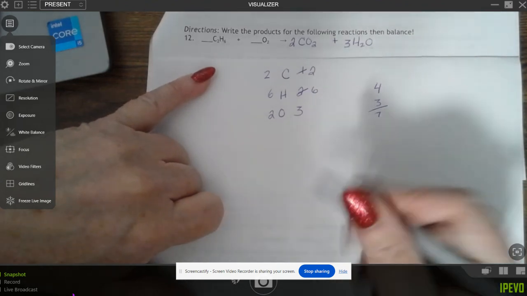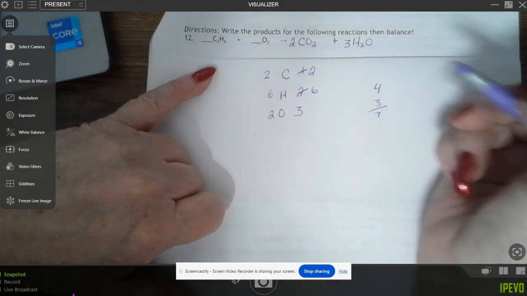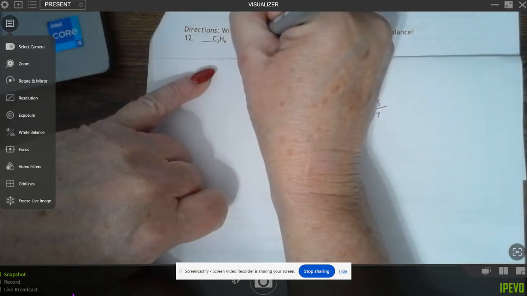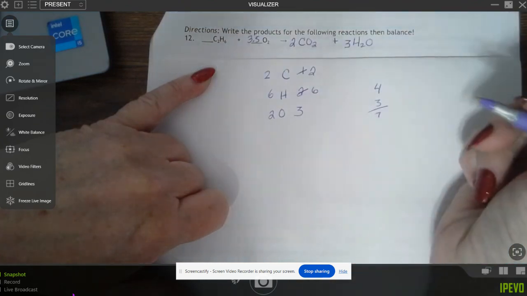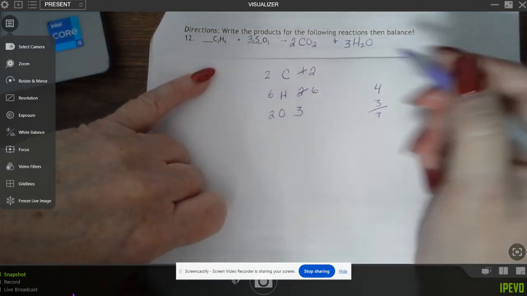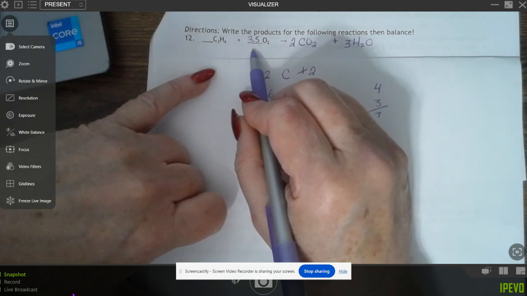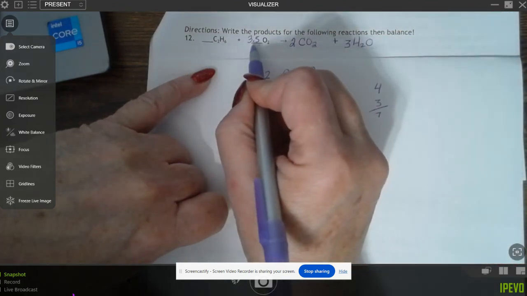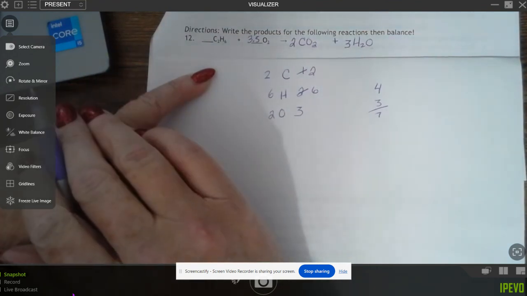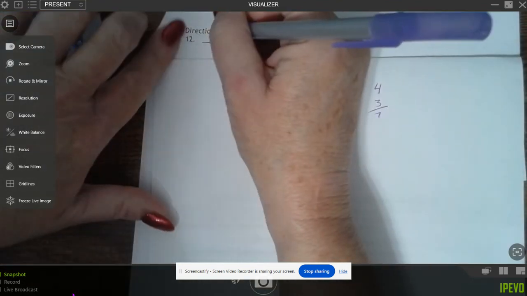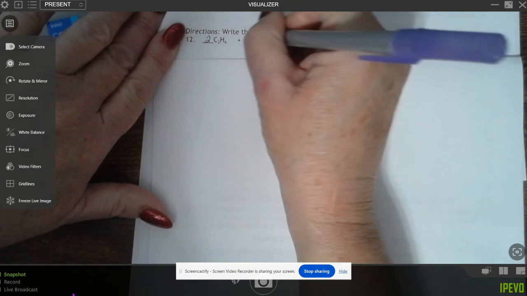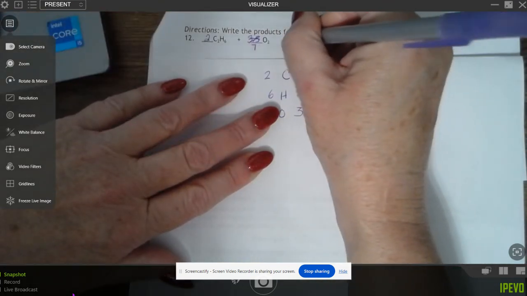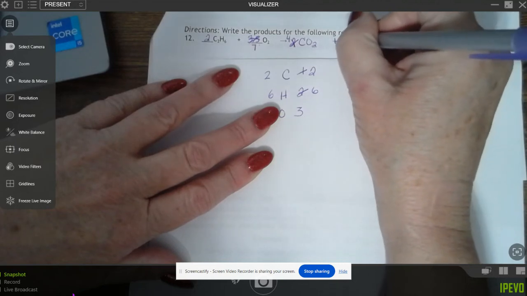What times 2? So what am I going to put in here? What times 2 is 7? Well, 3.5, right? 3.5 times 2 is 7. Here's the problem. You cannot have 3.5 oxygen. So what you have to do when you get this is you just double everything, okay? Which means we put a 2 here, a 7 here, a 4, and a 6.